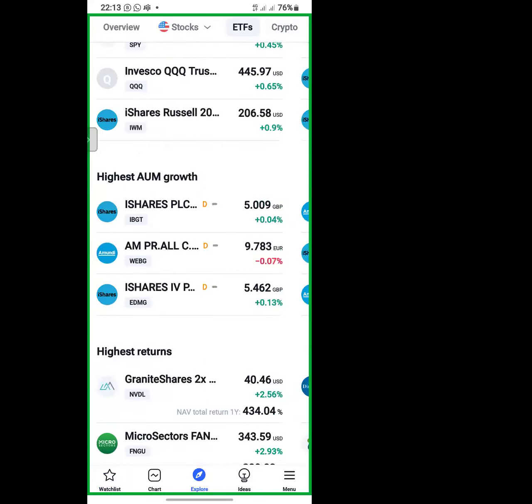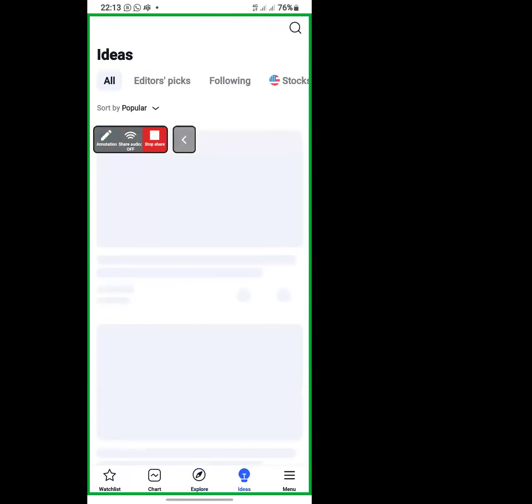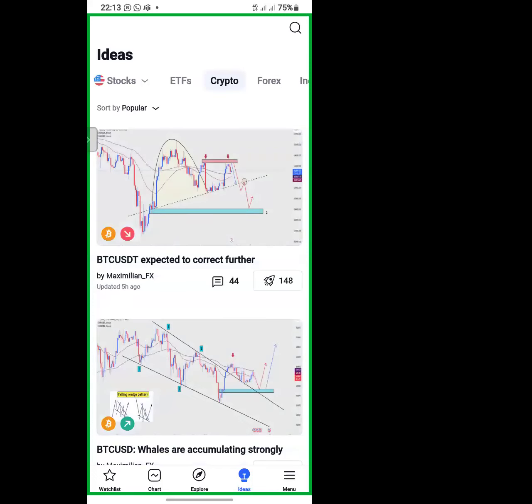Then you have got the ideas. We've got the ideas down here. The ideas is all about people's ideas, the way they think about the market. So you also have to choose crypto if you want to look at crypto ideas. What's wrong with my network? So you'll see people's ideas, their analysis, how they expect currencies to go.